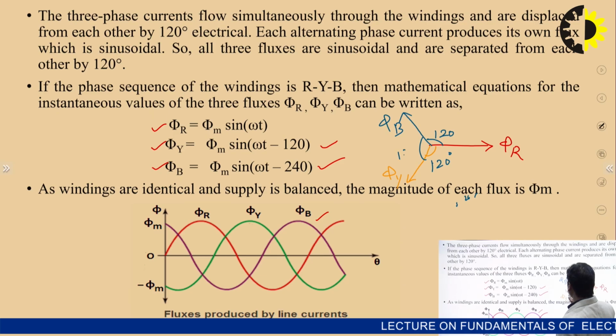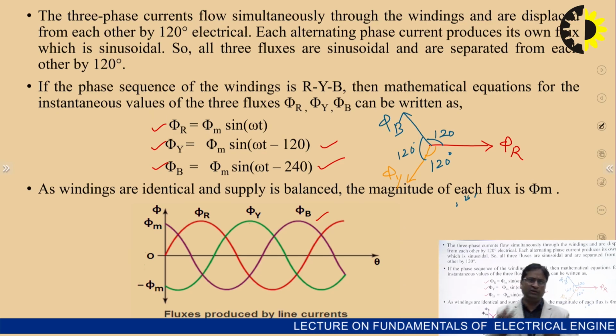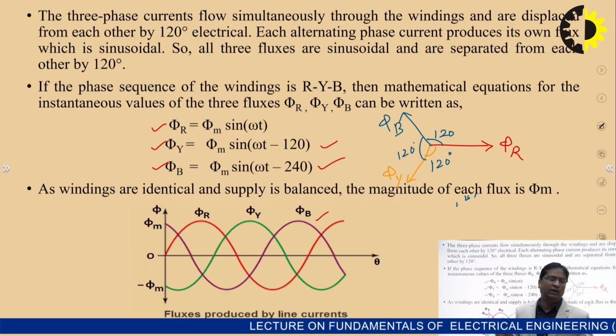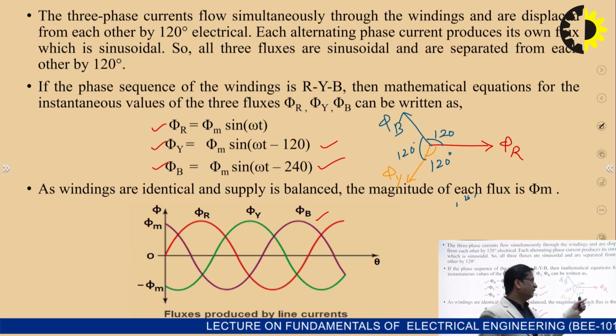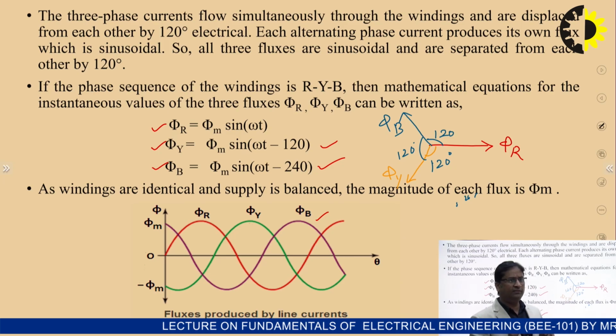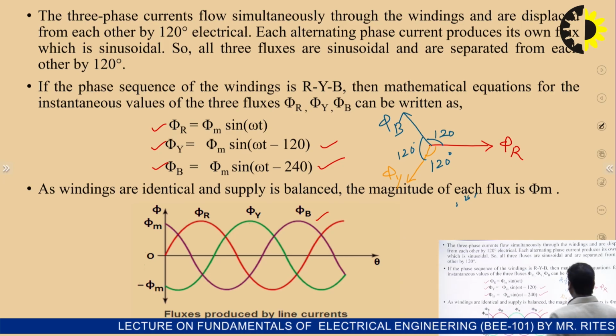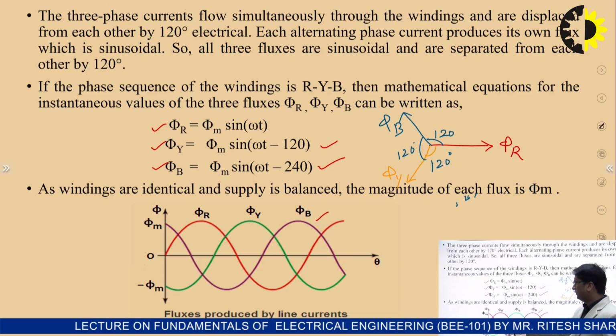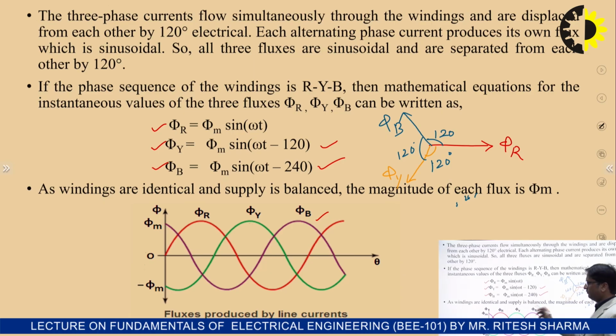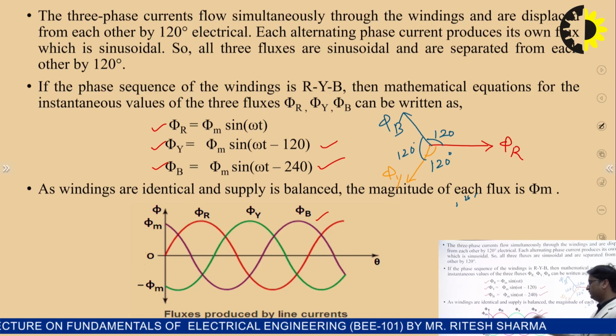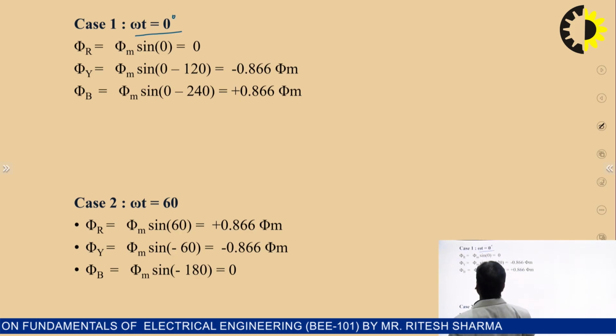That means they are a symmetrical supply, that is a balanced supply. The three fluxes are equal in magnitude, and if they are displaced by 120 degrees, that means they are a symmetrical or balanced supply. And this is the phasor diagram, and this is the waveform of the three fluxes phi R, phi Y, and phi B, displaced by 120 degrees.